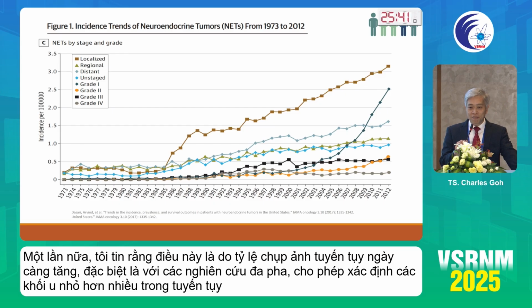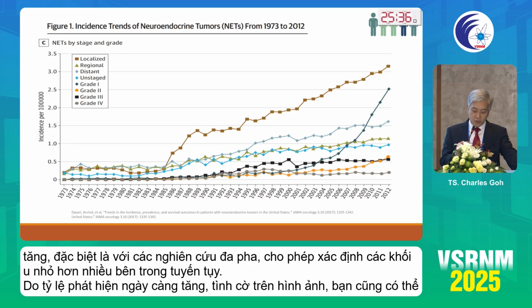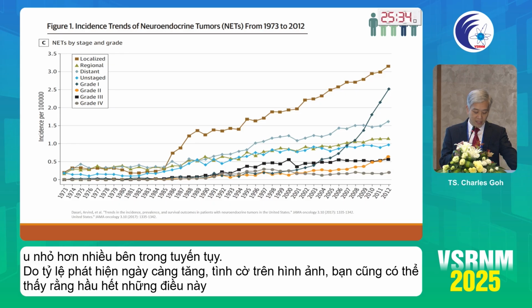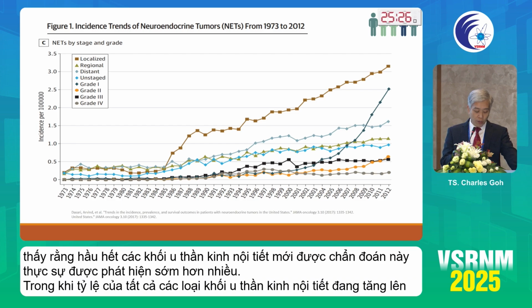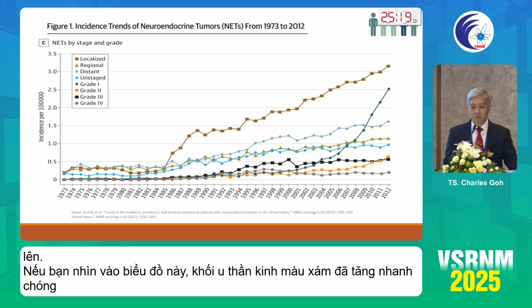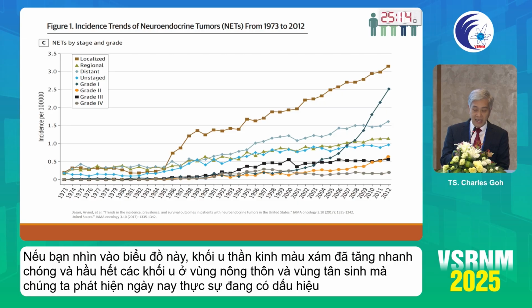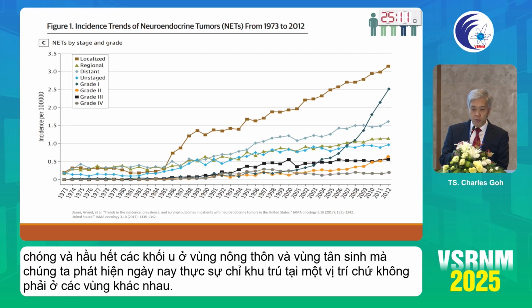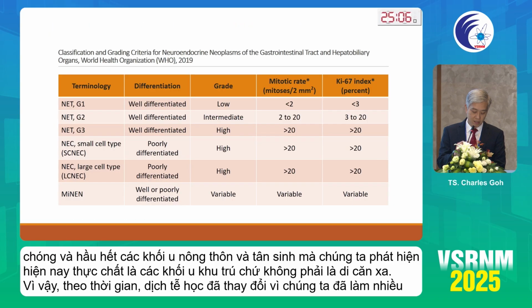Because of the rising rate of detection incidentally on imaging, you can also see that most of these newly diagnosed neuroendocrine neoplasms are actually detected much earlier. While the rates of all types of neuroendocrine neoplasms have been going up, if you look at this chart, the grade 1 neuroendocrine neoplasms have been increasing rapidly, and most of the neuroendocrine neoplasms we pick up nowadays are actually localized rather than with distant metastases. So over time, the epidemiology has been changing because we have been doing much more imaging for our patients.